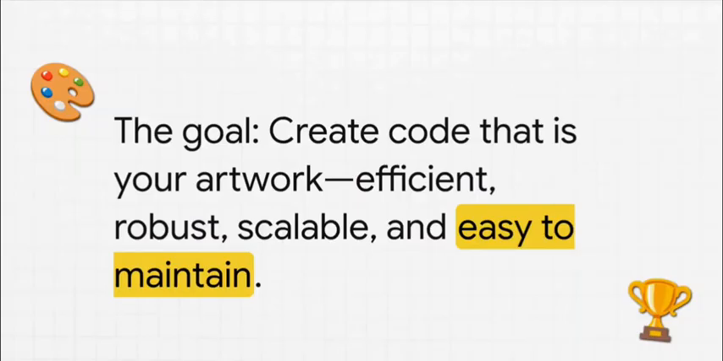So ultimately, the goal is this. Moving to object orientation is about elevating your craft. It's about taking pride in what you build. It's about creating solutions that are more than just functional. You're really aiming to create your own artwork, code that's efficient, that's strong, and that can easily grow and be maintained.